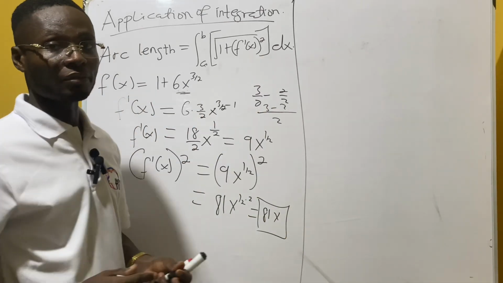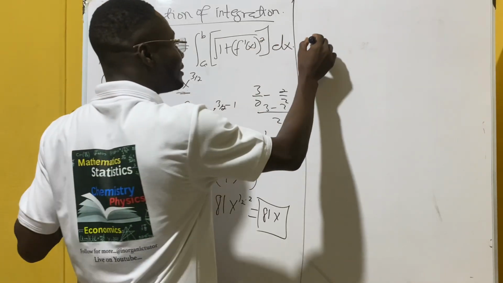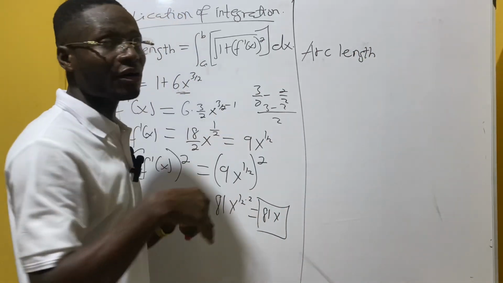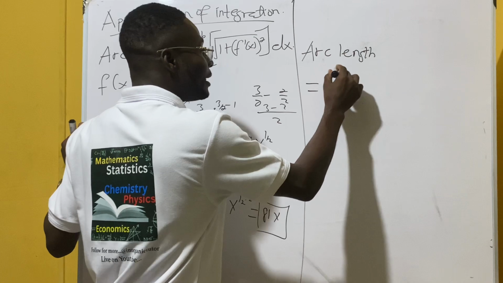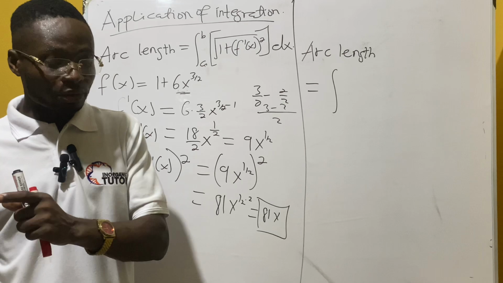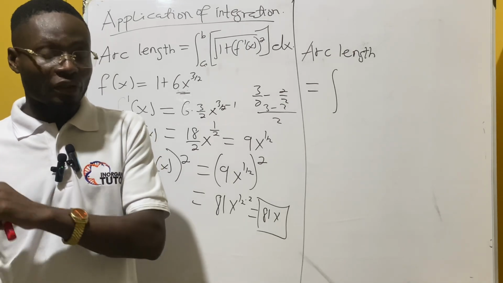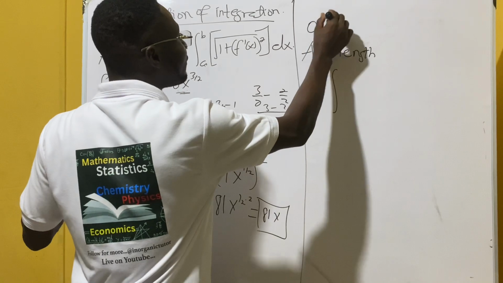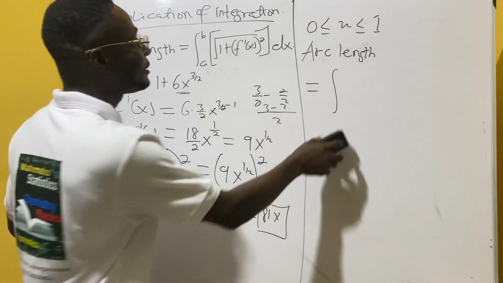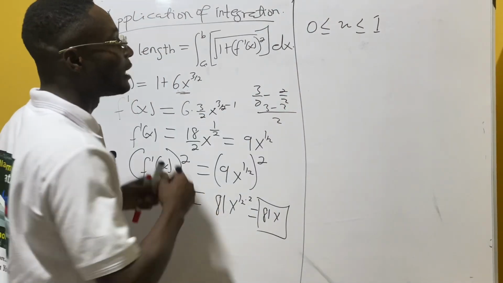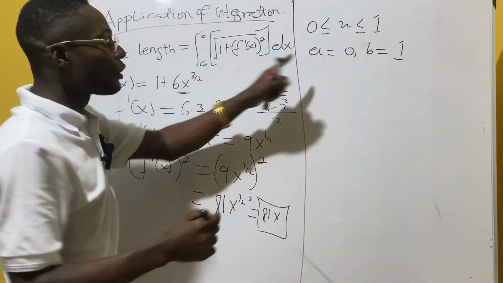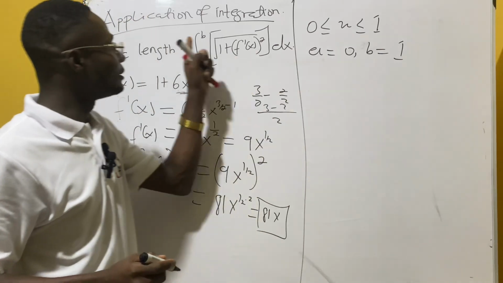We just have to quote our formula and we are good to go. So our arc length is equal to the integral from a particular limit. We're given the interval to be 0 less than or equal to x less than or equal to 1. So that becomes our interval. So this basically means that your a is equal to 0 and b is equal to 1, where a is the lower limit and b is the upper limit.